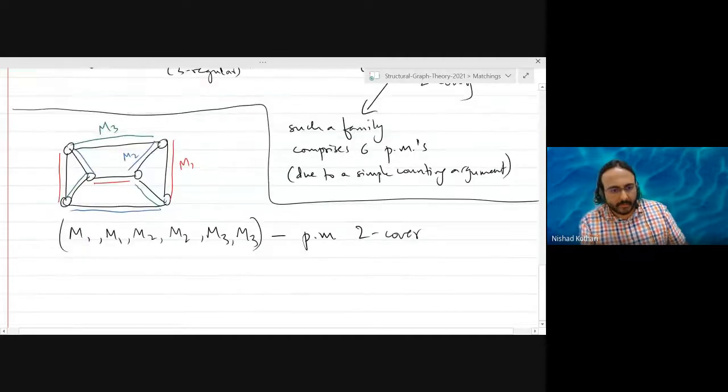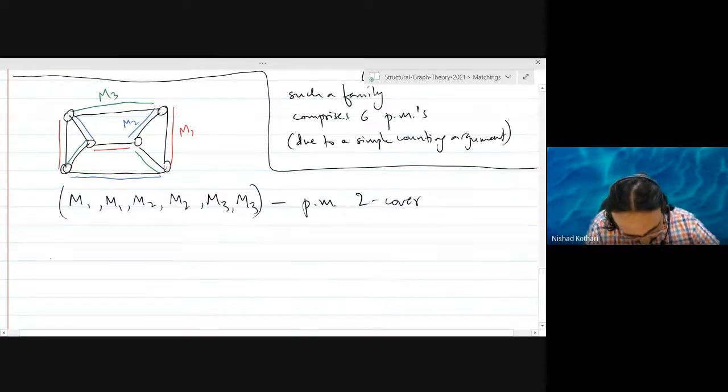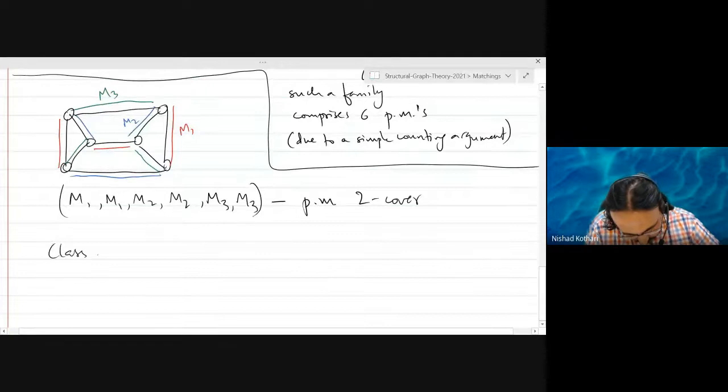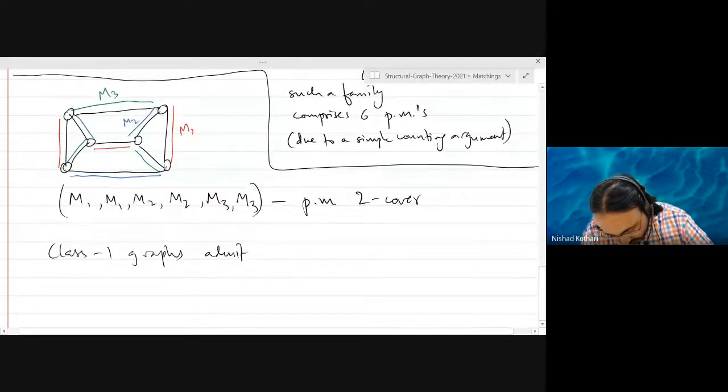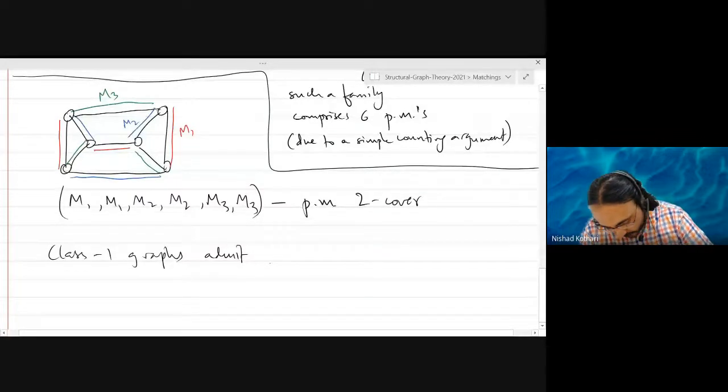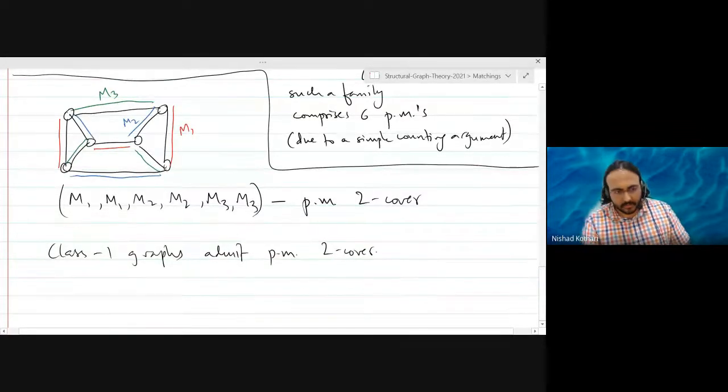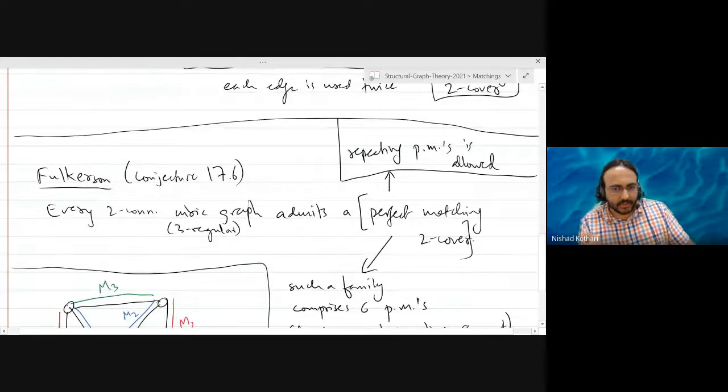Okay, so if your graph is three edge colorable, in other words, it's a class one graph, then you're basically done. Class one graphs admit perfect matching two covers. So we have already observed that Fulkerson's conjecture is clearly true for the class one cubic graphs.